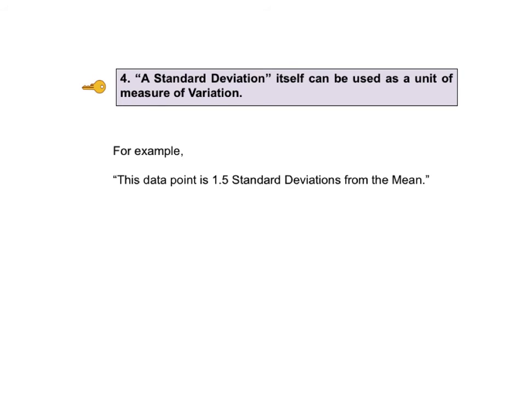Key to understanding number 4 says, a standard deviation itself can be used as a unit of variation. For example, one might say, this data point is 1.5 standard deviations from the mean. Units of standard deviations are used in the empirical rule and in Chebyshev's theorem, which are discussed in the next KTU.